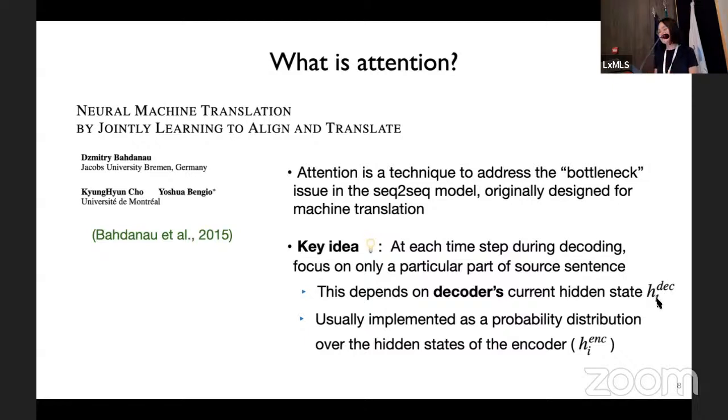And this can usually be implemented as a probability distribution over all the hidden states of the encoder. Here the notation h encoder represents all the hidden states of the encoder, and i means the time step, from token 1 to token n, basically the length of all the hidden states on the encoder side.